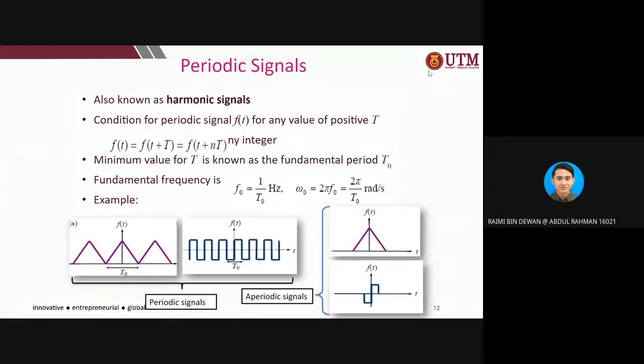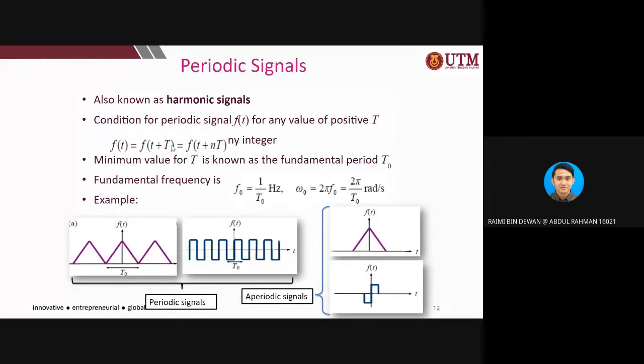A periodic signal is also known as harmonic. It is a repeated signal. Repeated means you see here it repeats three triangles, here it repeats a number of times. The condition for a periodic signal, for any positive T, is f(t) equals f(t plus T), f(t plus nT). This shows the repetition.